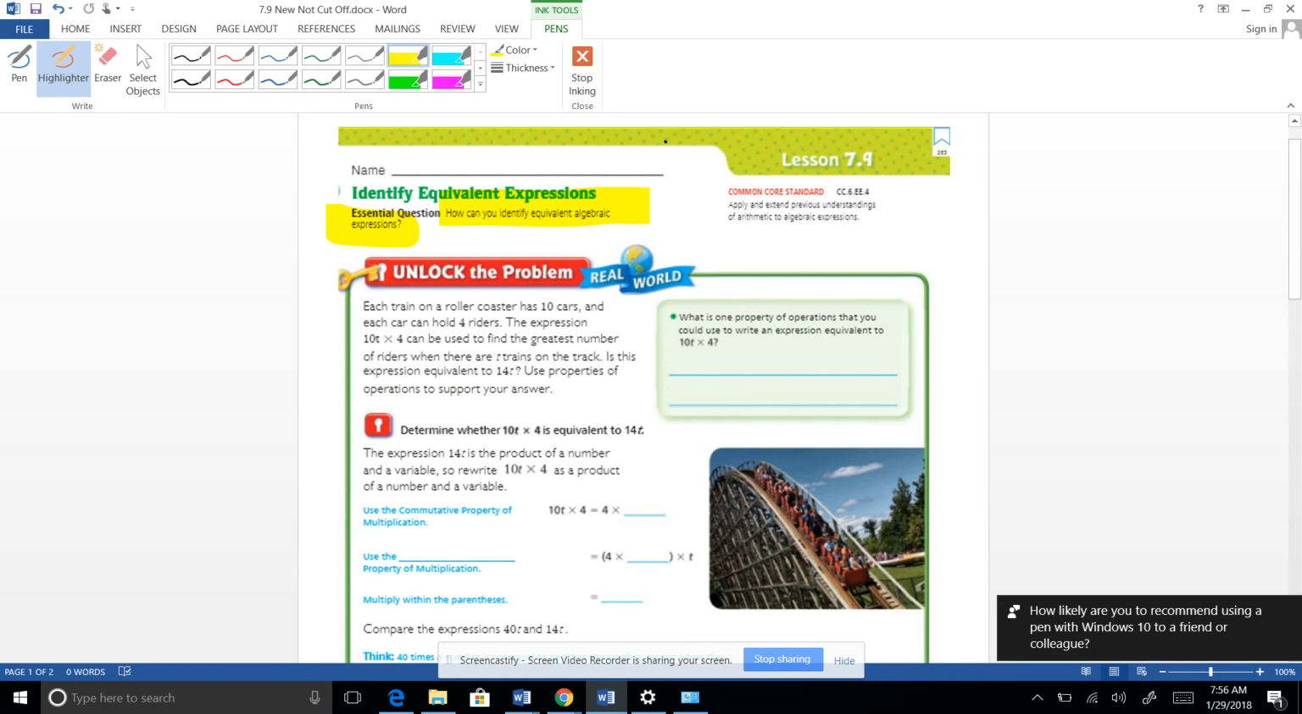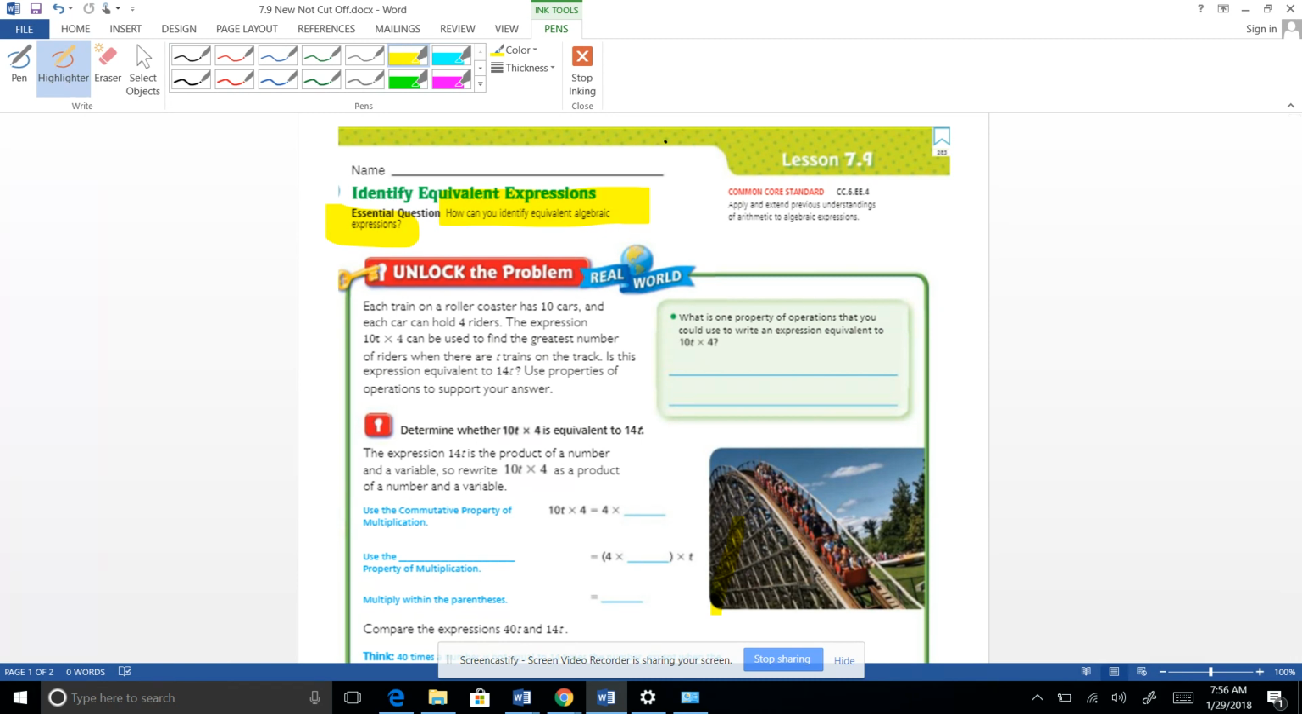And the unlock the problem reads, each train on a roller coaster has 10 cars, and each car can hold 4 riders. The expression 10t times 4 can be used to find the greatest number of riders when there are t trains on the track. Is this expression equivalent to 14t? Use the properties of operations to support your answer. So we've got some things that we want to annotate for sure. We know that 10t times 4 is the expression that's being used.